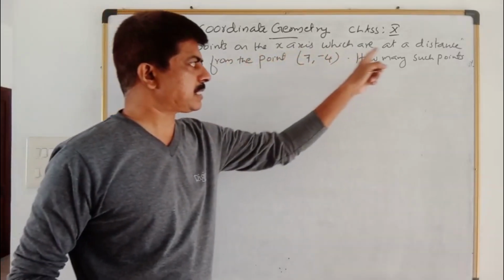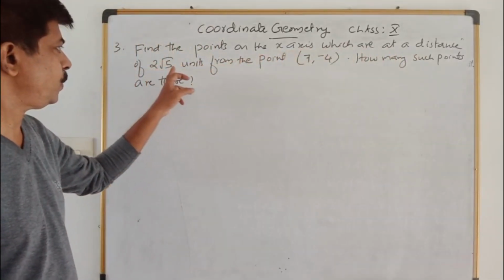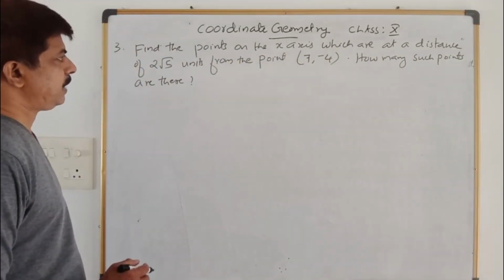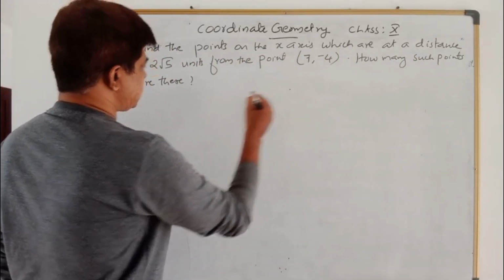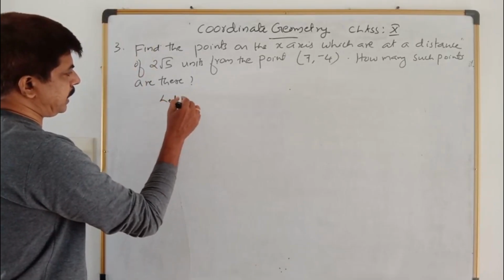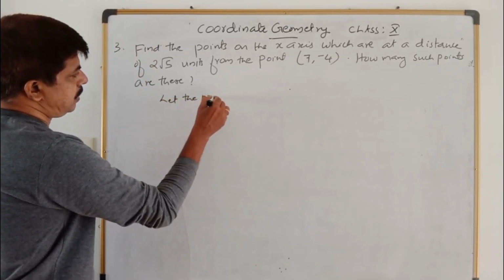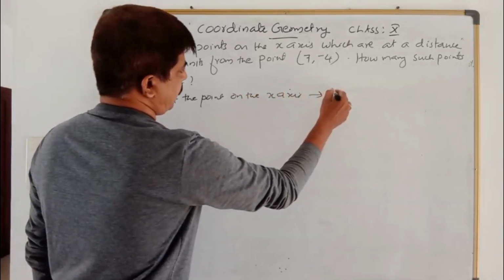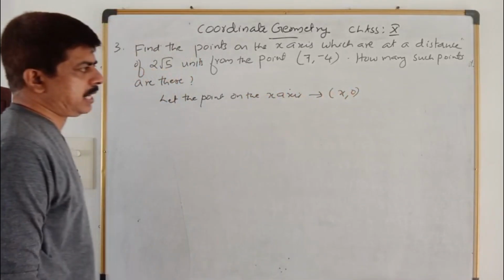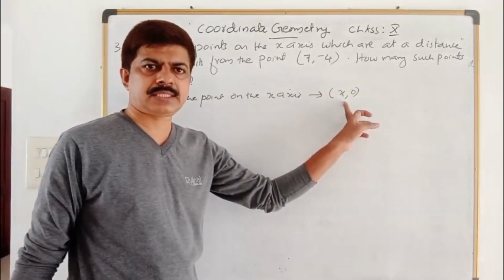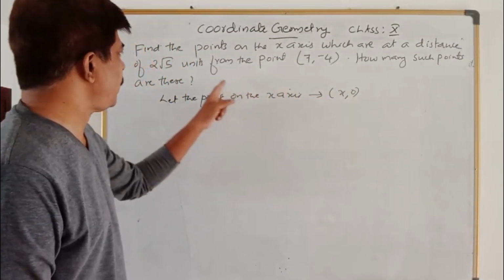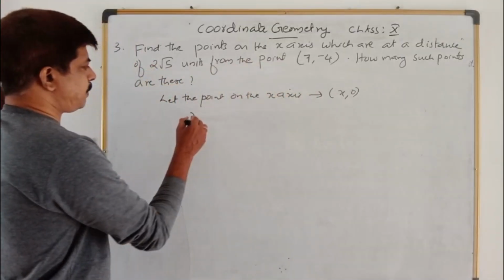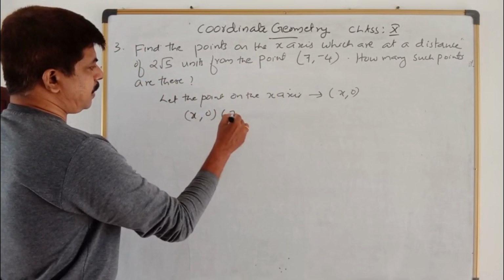Let's take a look at the third question. Find the points on the x-axis which are at a distance of 2 root 5 units from the point. How many such points are there? We are given a point on the x-axis. How will it be denoted? Let the point on the x-axis be a general point. Generally we take the point on the x-axis as (x, 0). This point and this point are at a distance of 2 root 5 units. This is the point on the x-axis, and another point is also given.